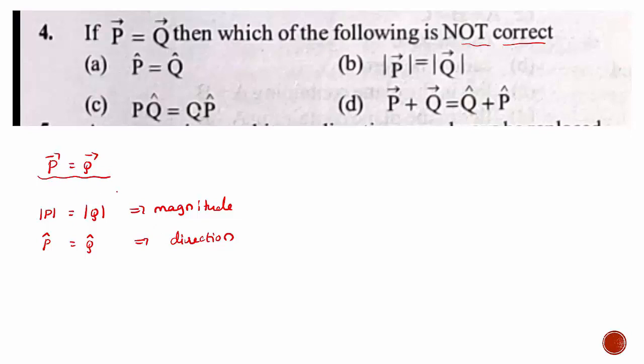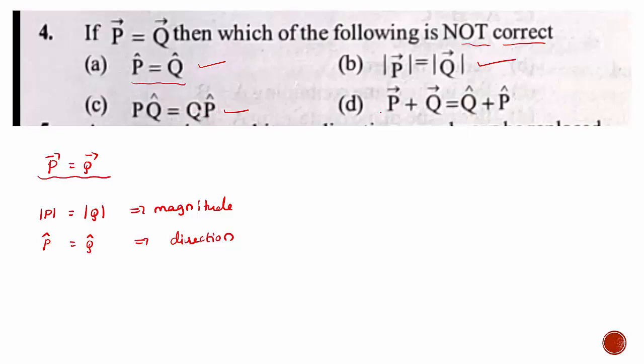Yes, observe the given statements. The first option, P cap equal to Q cap. Yes, its directions are equal, right? Then mod of vector P equal to mod of vector Q, that gives magnitude. Yes, they are equal. Option C: magnitude of P and direction of Q, P Q cap, is equal to Q P cap, magnitude of Q and direction of P. Yes, this is also possible.